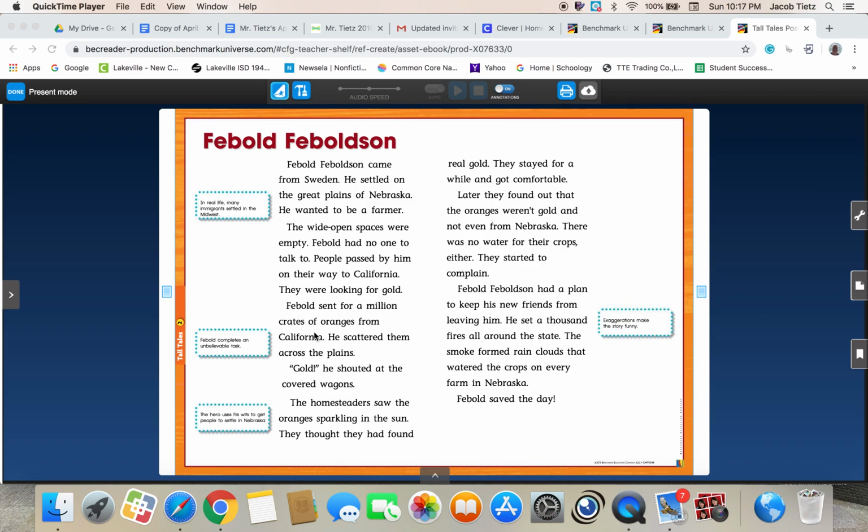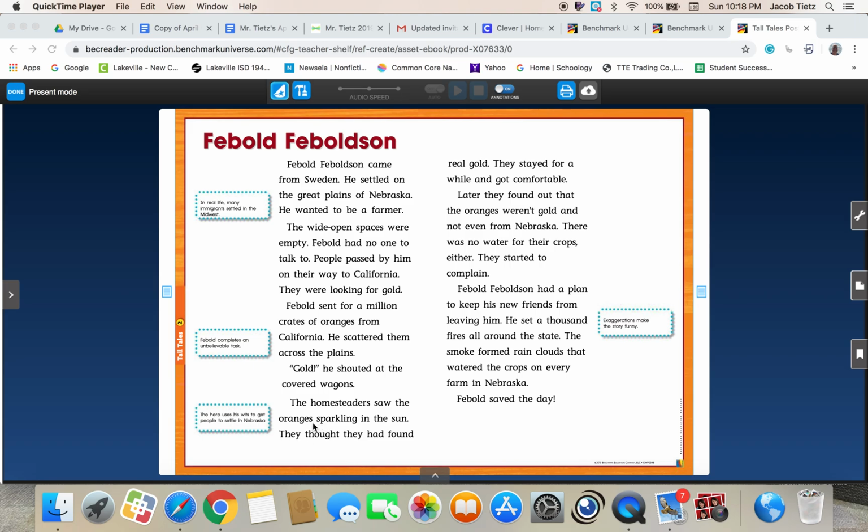Febold sent for 1,000,000 crates of oranges from California. He scattered them across the plains. So this is the exaggeration part. Would one person like this order 1,000,000 crates of oranges? Doesn't seem very likely. Gold, he shouted at the covered wagons. The homesteaders saw the oranges sparkling in the sun. They thought they had found real gold. They stayed for a while and got comfortable.